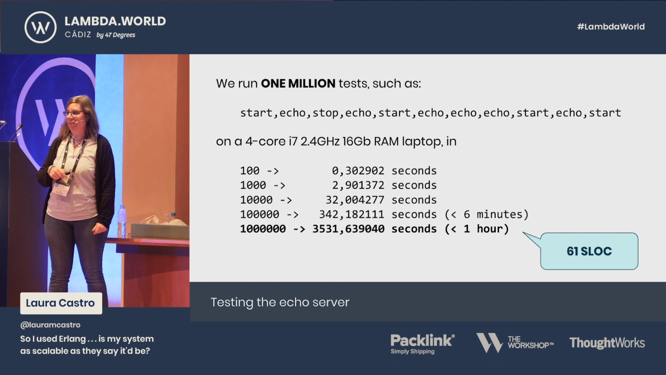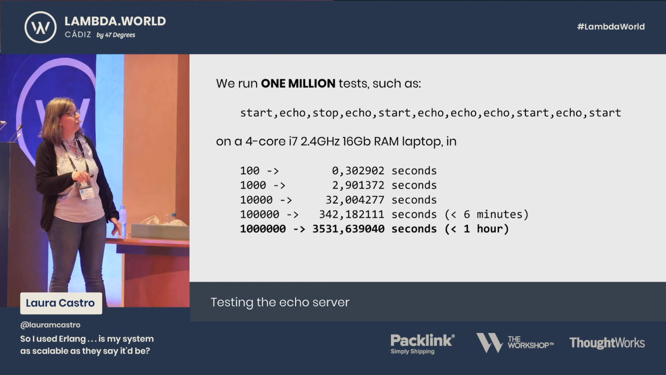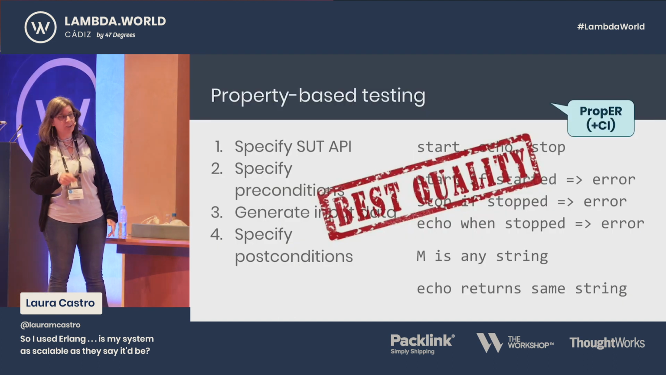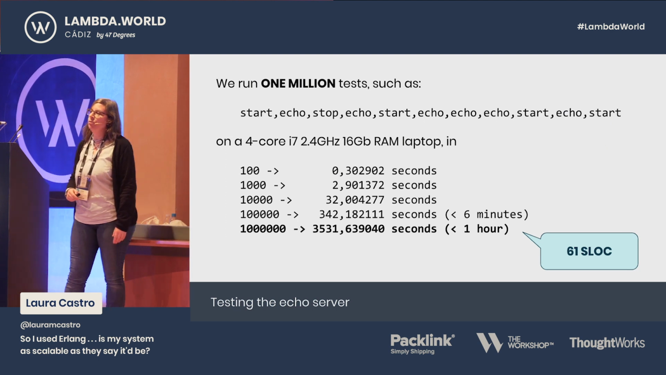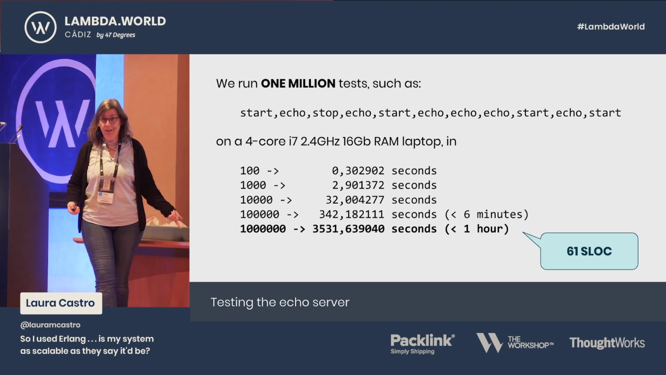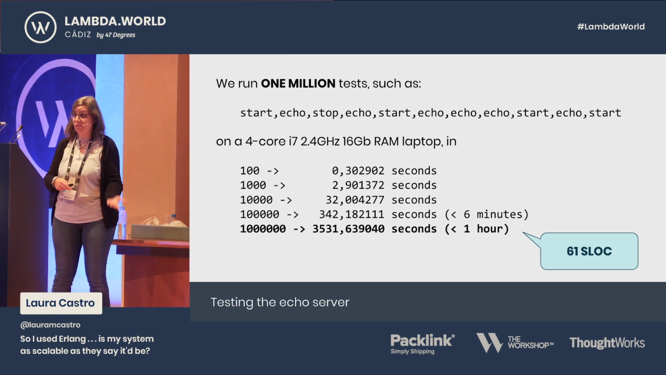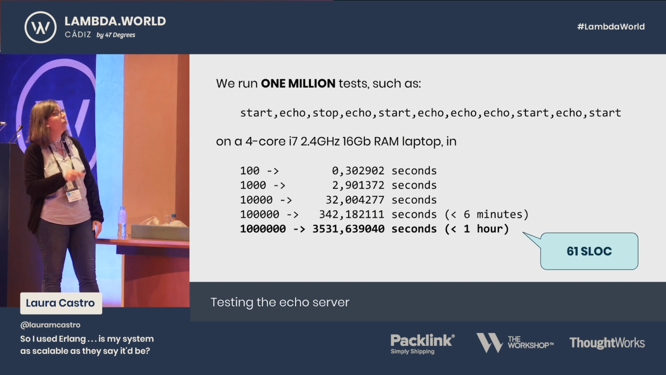And that's the bonus part. How large is that specification? How large is this for the echo server example? Well, it's 61 lines of code. 61 lines of Erlang code, actually. To specify your operation, to specify your preconditions, to specify your postconditions. And with 61 lines of code, you get this.